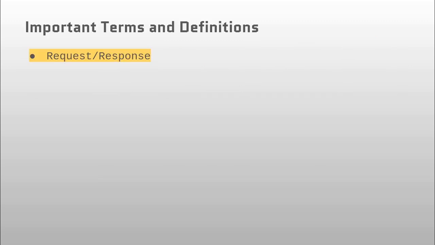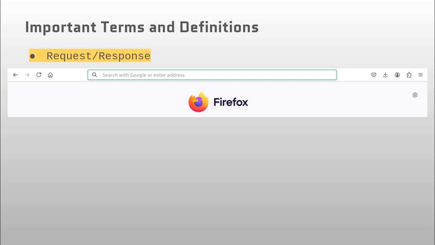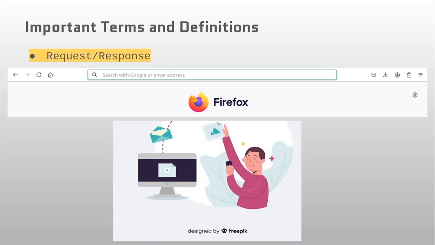The first thing is the request and response model. This is basically a model of communication on the internet. So let's say you have your browser open and you enter a URL. Maybe you search something on Google. What happens is that your browser sends a request to a server. Now the server looks at your request and sends back the appropriate response.